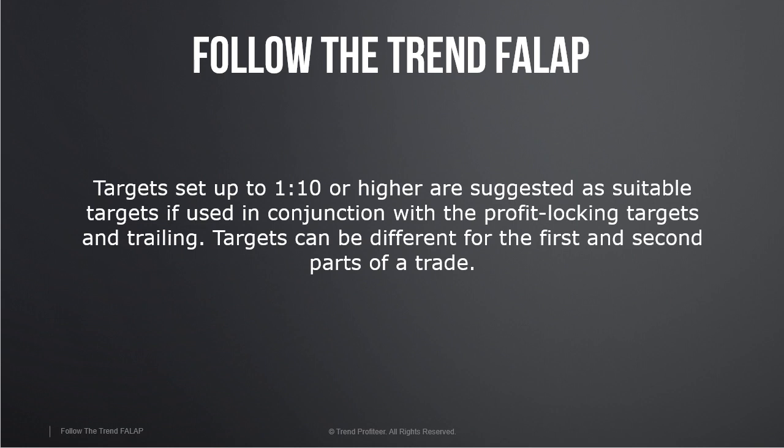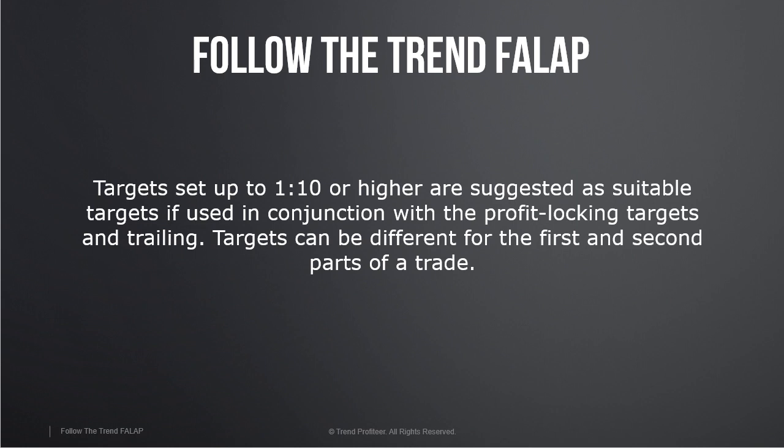So targets can be set up 1-to-10, 1-to-15, 1-to-25, whatever you choose. They're idealistic in nature. You don't really expect to actually hit the ultimate target, because that's not the point. The point is to trail the trade for as long as possible. So you don't want to leave money on the table. You want to continue to trail the trade for as long as possible. So they're suggested targets to use as suitable in conjunction with the profit locking targets and trailing.